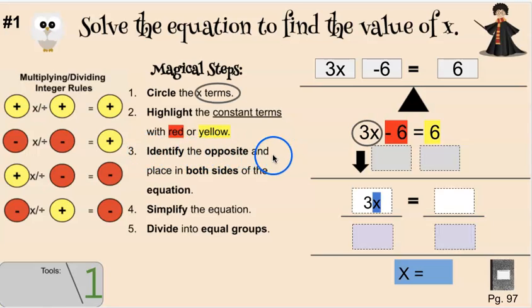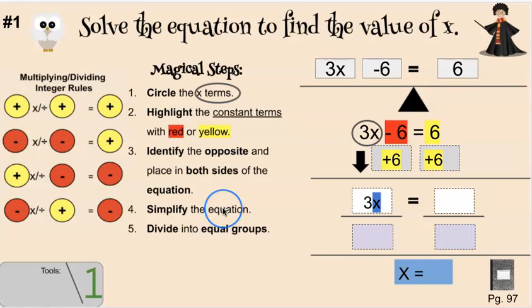Identify the opposite and place in both sides of the equation. So we have negative 6. We want to get 3x by itself. The opposite of negative 6 is going to be positive 6. And again, it's telling us to do that on both sides of the equation. Positive 6. So we've done step 3, but we always have to remember to highlight our constants. So positive 6 will be yellow. And again, so now we can move on to number 4.